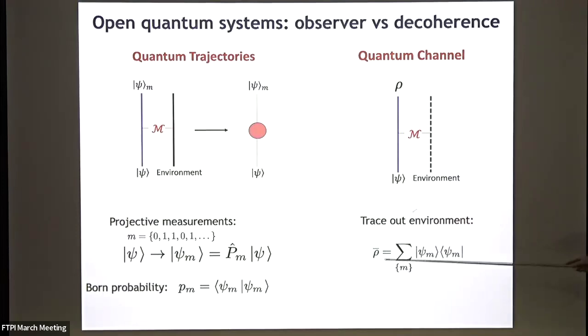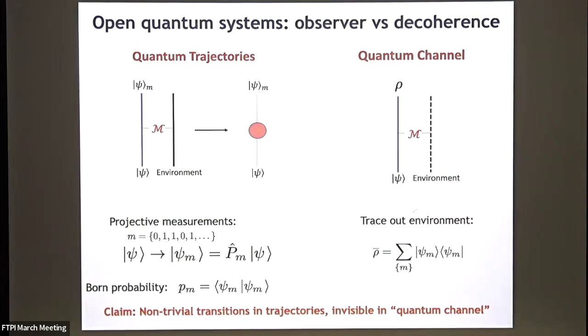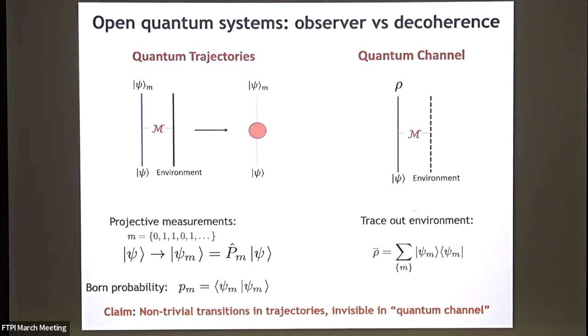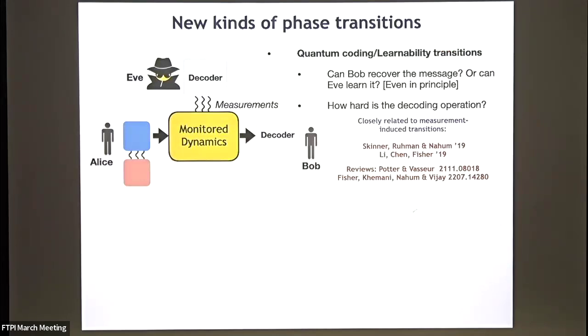And so in this talk, and this was a lesson from recent years, there is non-trivial physics in thinking about those trajectories that is not visible at the level of averaging like that, okay? So in a nutshell, the physics I'm going to be talking about really relies on measurements and not just coupling to some environments. So decoherence is not going to do it. So what kind of new physics? Well, I will hopefully convince you that you can have new phase transitions just thinking about those systems.